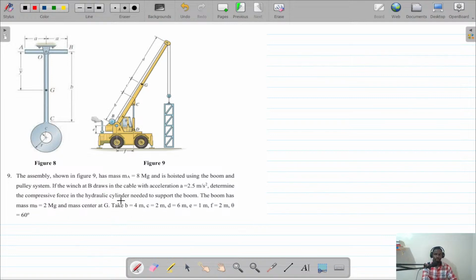Okay. So the first thing we do is to draw a free body diagram. So if you pick this guy here, the hydraulic will apply a vertical force here, and then there is a tension here, and then there are two ropes.